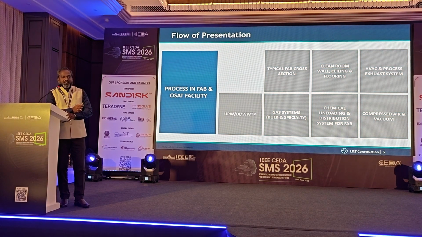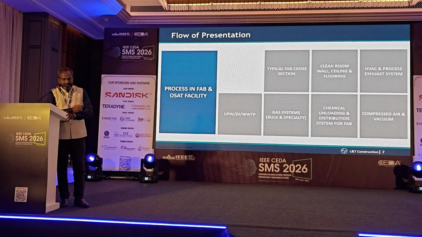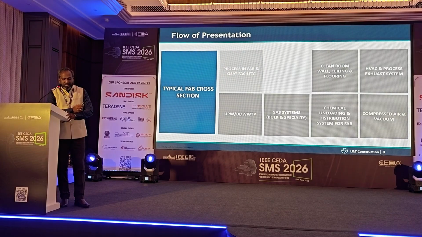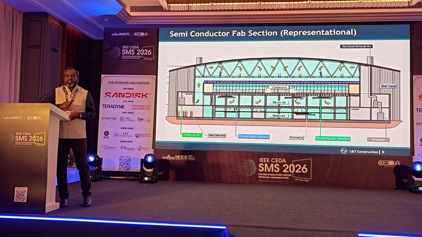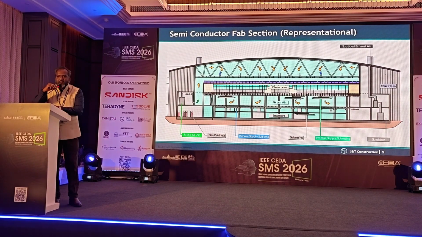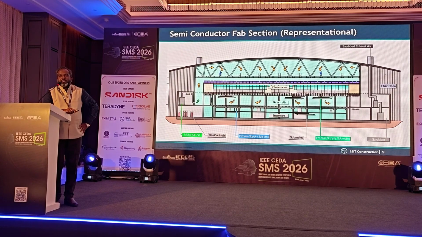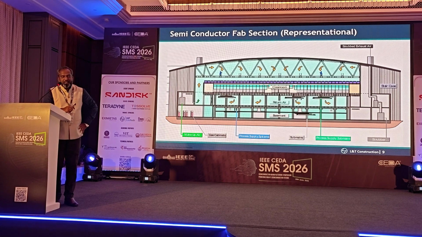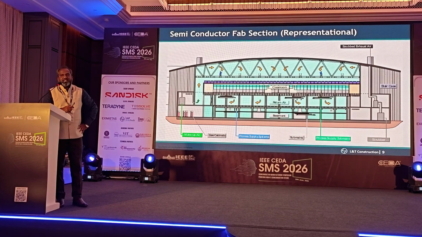Process in fab and OSAT, I'll skip. You have heard lots from the expert, and I'll skip that. So this is a typical fab cross section. Before we move on, I want your attention and understanding of what a typical fab looks like. The levels are called L10, L20, L30. Those are the different levels that we call.